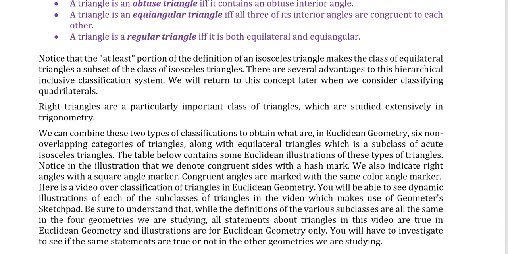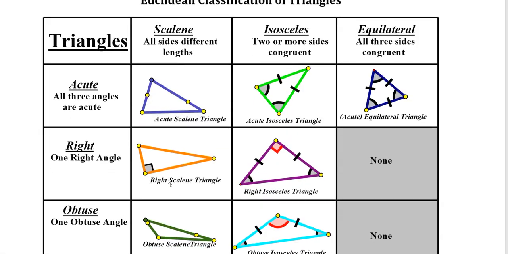Right triangles are a particularly important class of triangles which are studied extensively in trigonometry. And we can combine these two classifications to obtain what are, at least in Euclidean geometry, six non-overlapping categories of triangles, along with equilateral triangles, a seventh subclass of acute isosceles triangles. And so here's a table that we're going to contain illustrations of some of these right here.